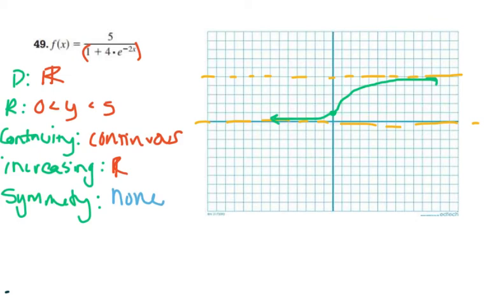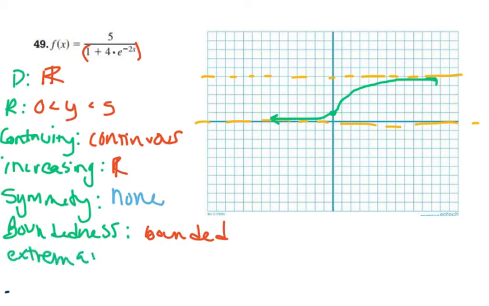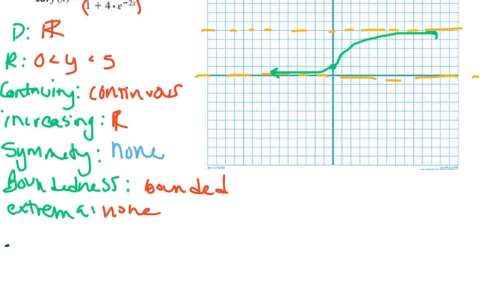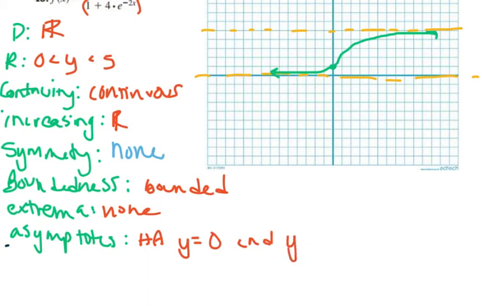Let's see. The next question was boundedness. And for this one, we get to say bounded, meaning above and below. And then they ask about extrema, and there are none of those, because it doesn't even really have a local maximum, because it just always goes up. So anyway, then they want to know about the asymptotes. And so we have two horizontal asymptotes, one at y equals 0 and one at y equals 5.